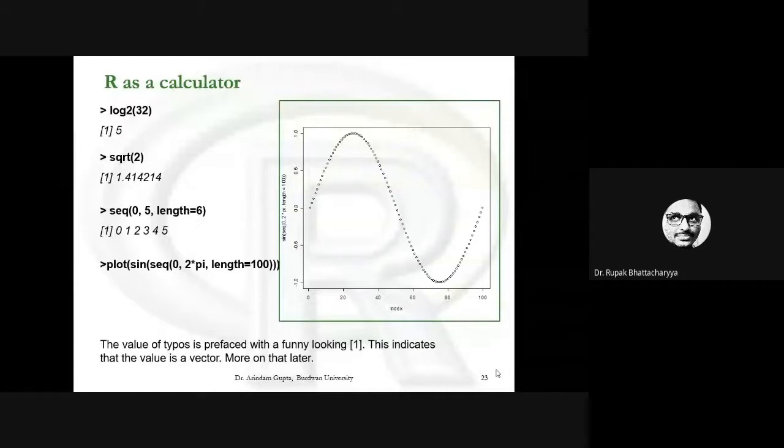Now we want to create a sequence 0 to 5 of length 6. That means the values will be 0, 1, 2, 3, 4, 5. There are 6 values, or 6 ordinates, starting from 0 and going to 5. The writing style is very, very easy. Just type seq 0, 5, length equal to 6.